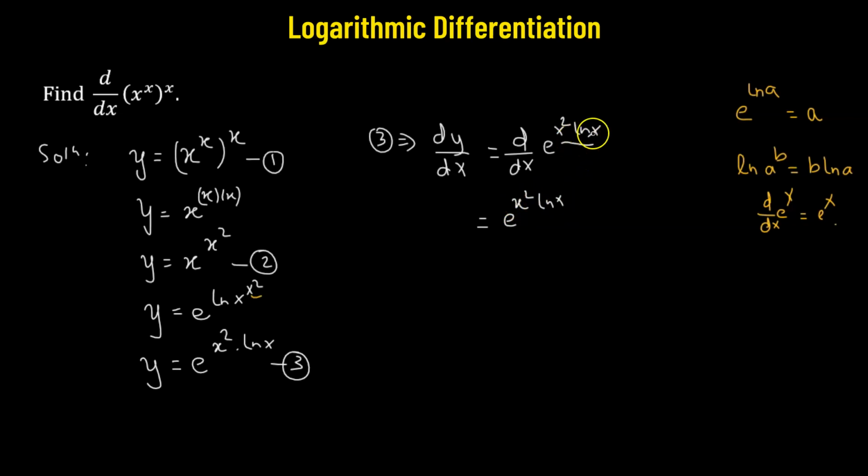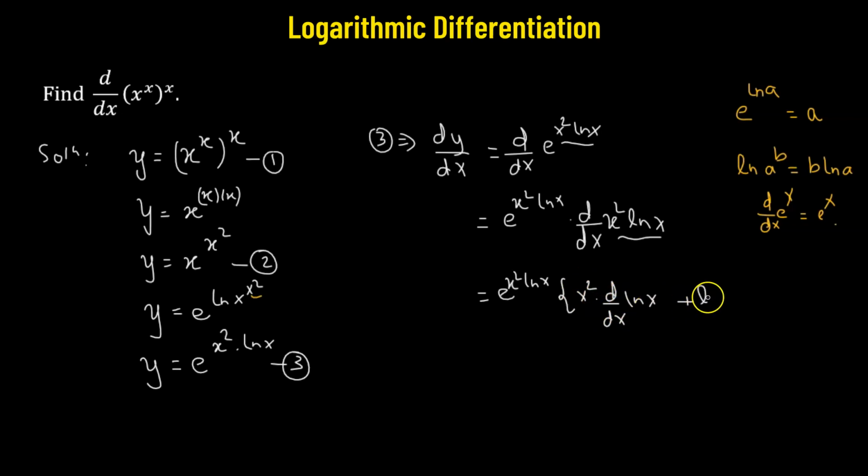But since we have x squared log x instead of x, we'll have to use the chain rule. We'll multiply it by the derivative with respect to x of x squared log x. Right. That means we have e raised to the power of x squared log x multiplied by, and here we can use the product rule, x squared multiplied by the derivative with respect to x of log of x, plus log of x multiplied by the derivative with respect to x of x squared.